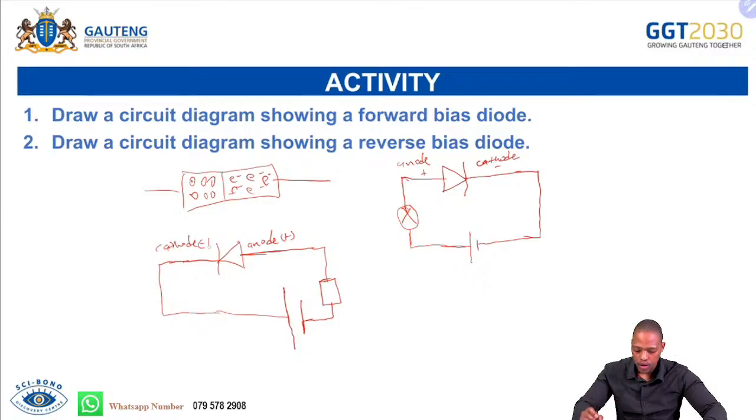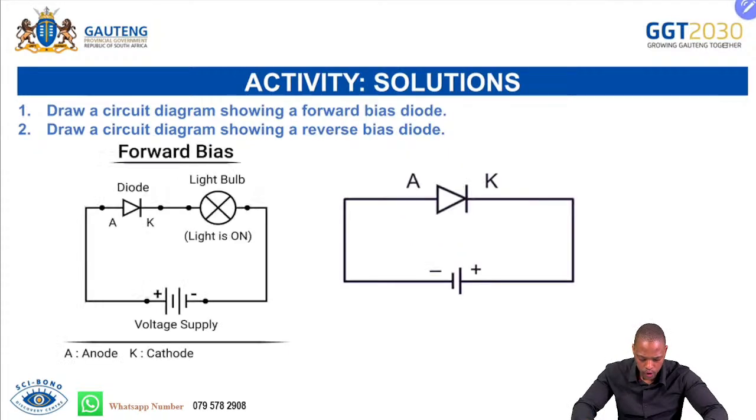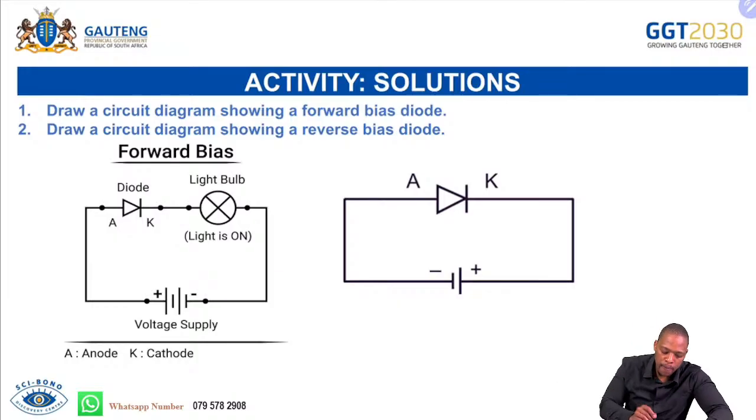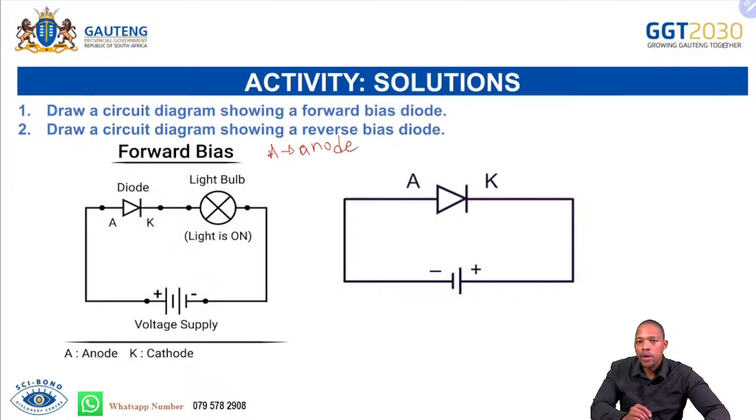Right, so I also want to show you pictures of circuit diagrams of forward bias diodes and also reverse bias diodes. Your solution should look something like this. As you can see here, here's our diode, and then you have A here. Oh yes, and by the way, A is the symbol that is used to represent anode. And then for cathode, the symbol that is used is K. K is used to represent what?